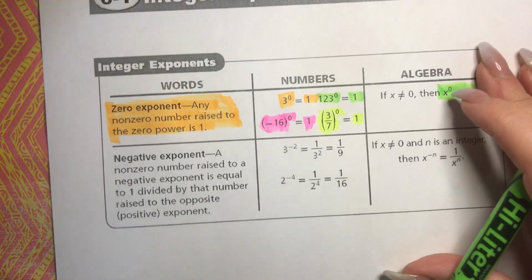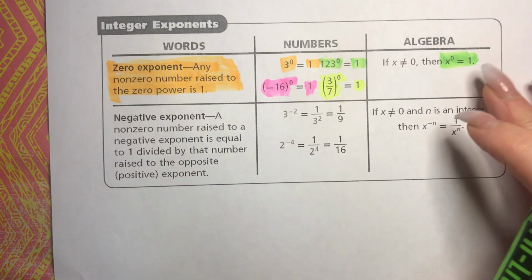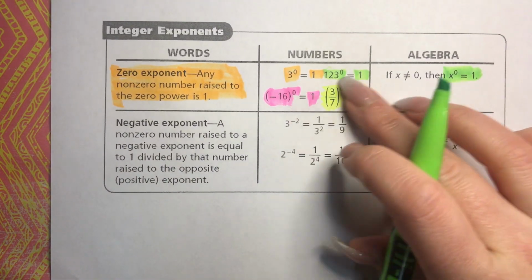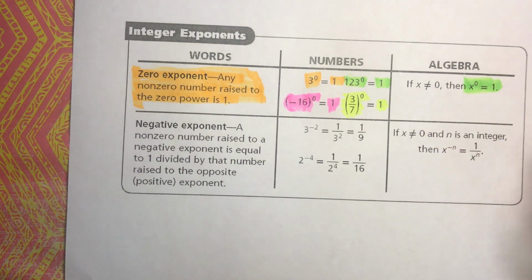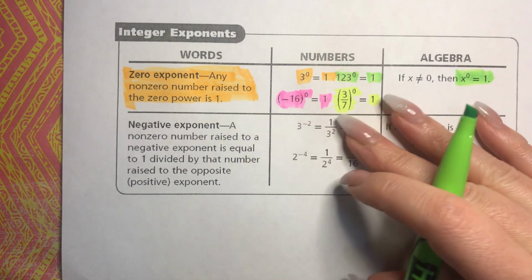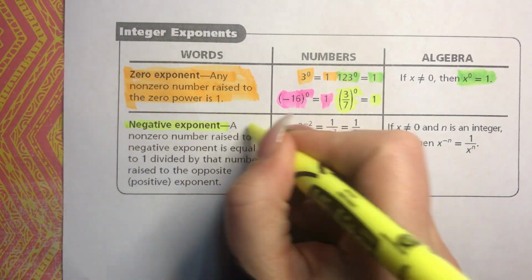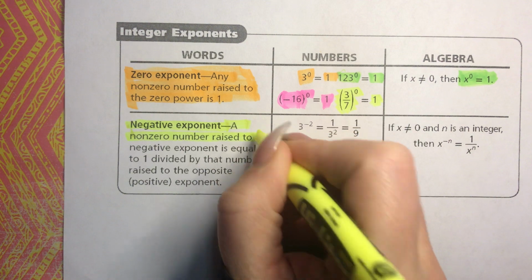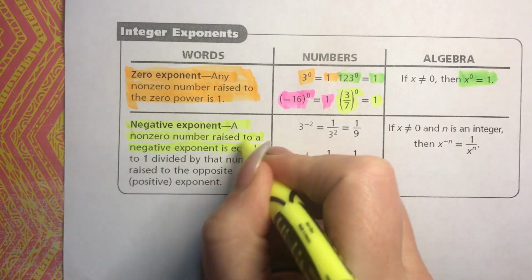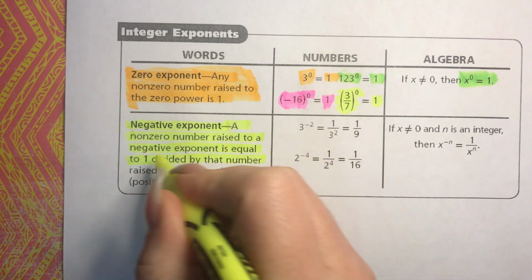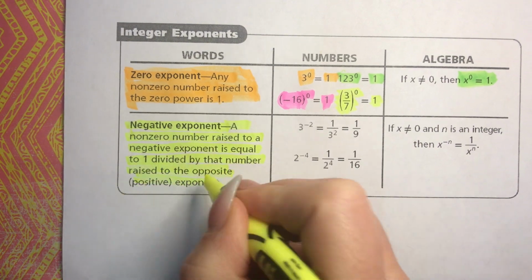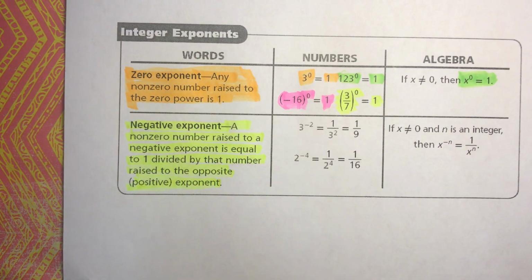The second is about negative exponents. So you know what happens with positive exponents, and now you know anything raised to the 0 power is 1. But let's talk about the negative exponents. So with a negative exponent, what it states is a non-zero number raised to a negative exponent is equal to 1 divided by that number raised to the opposite positive exponent.